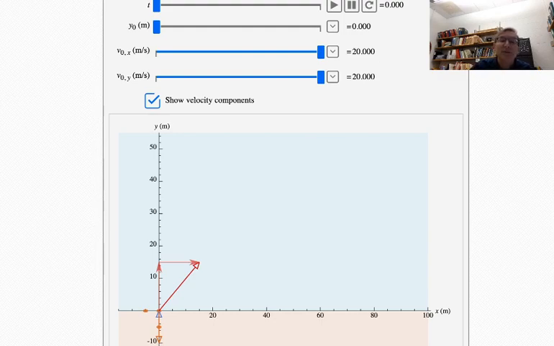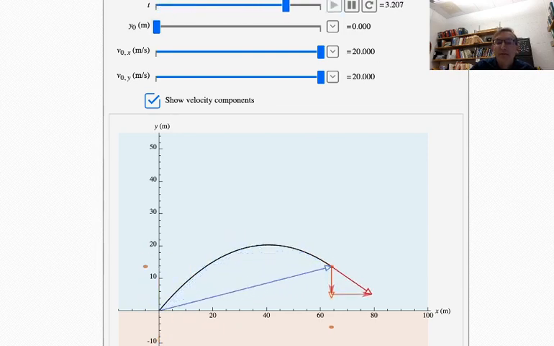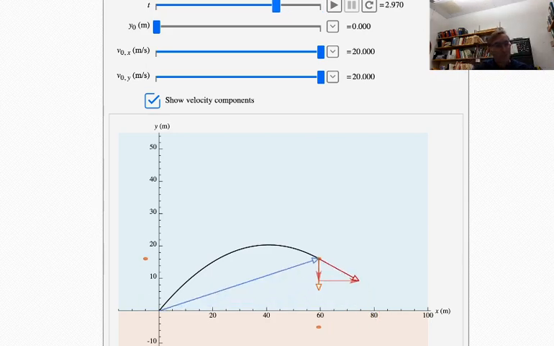I'm just going to run the animation so that you can see it move through the air. The black curve is its path or trajectory. The black curve is a parabola. Let me adjust the time slider so that we can see some of these vectors. The blue arrow pointing from the origin out to where the projectile is the position vector, r. The red arrow with the open tip is the velocity. Notice the velocity is tangent to the path.